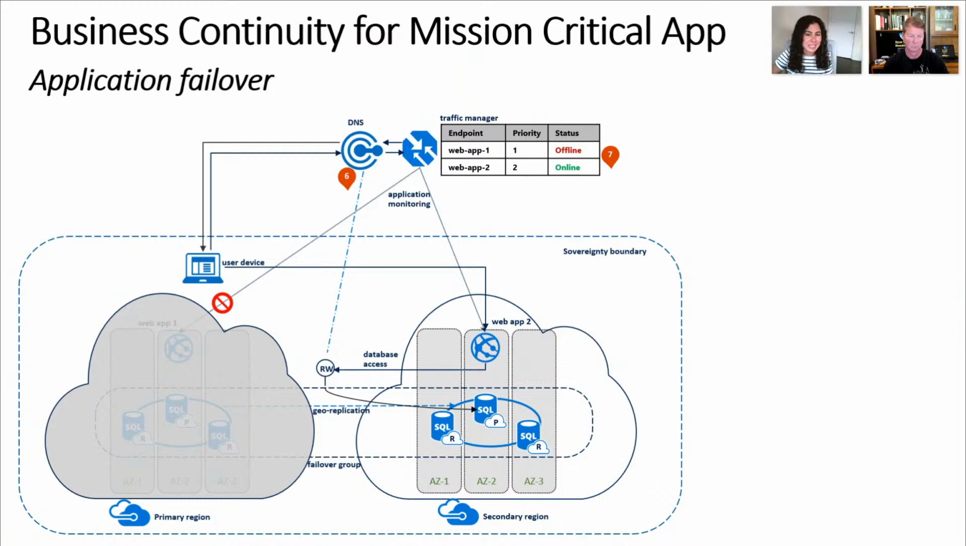So this is just one example of something real world that was used with customers and how you can see how they set this up to get the highest availability. So that's the first part of our questions.